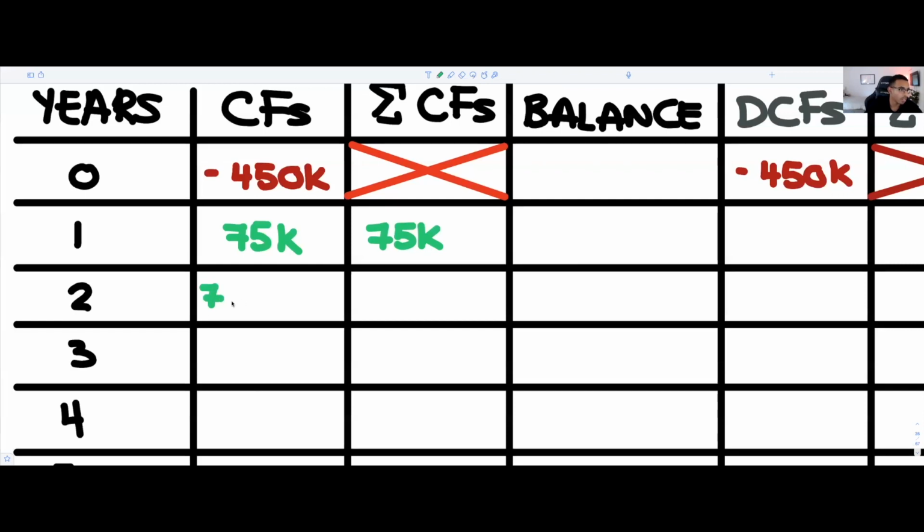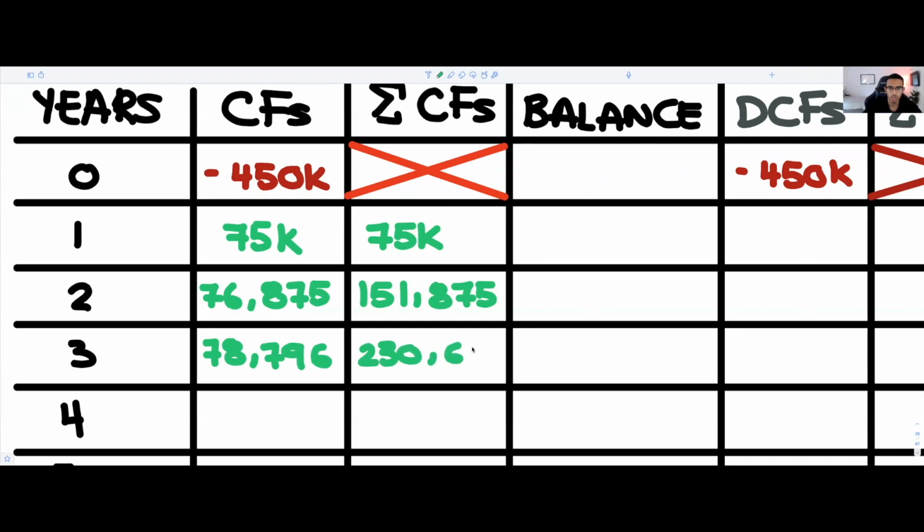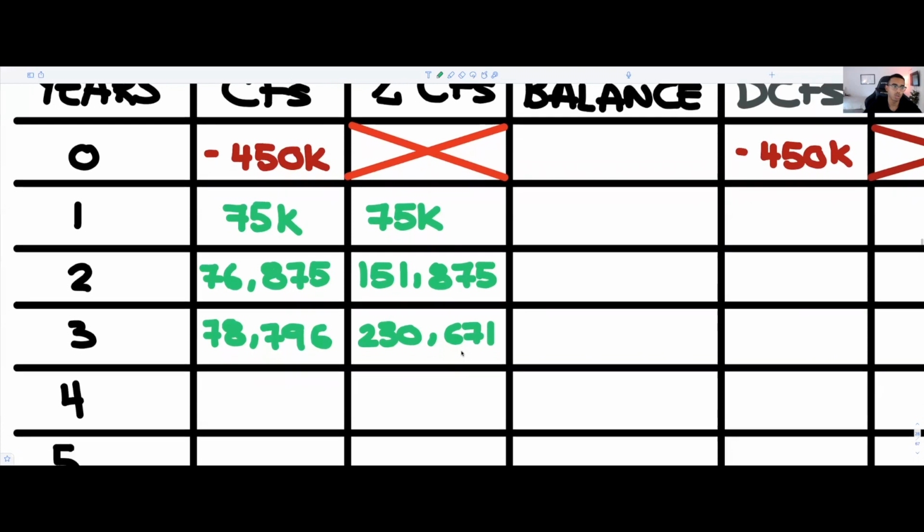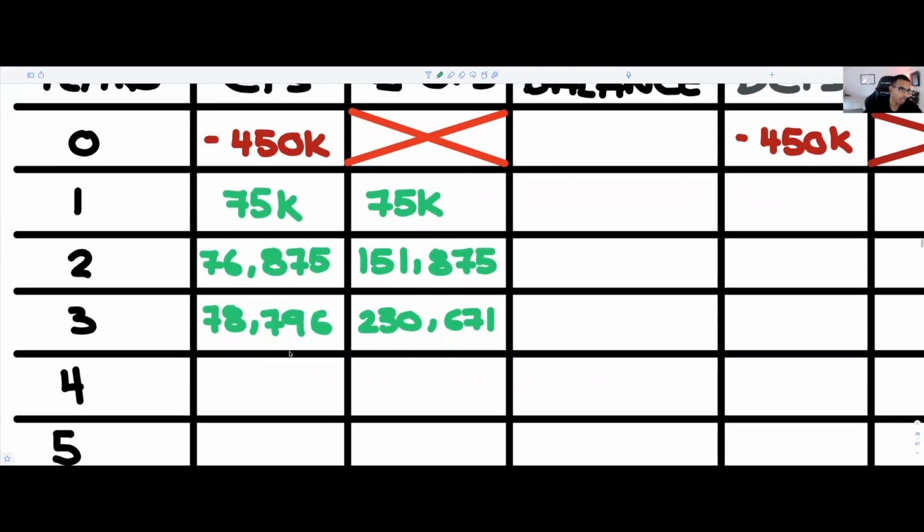In this case here, we're going to have 76,875, such that we're going to have 151,875 as the sum of our cash flows. We're going to have 78,796 right here, such that the sum of our cash flows is 230,671. And notice that we're trying to surpass 450K. So we're going to have to do this for a little while.